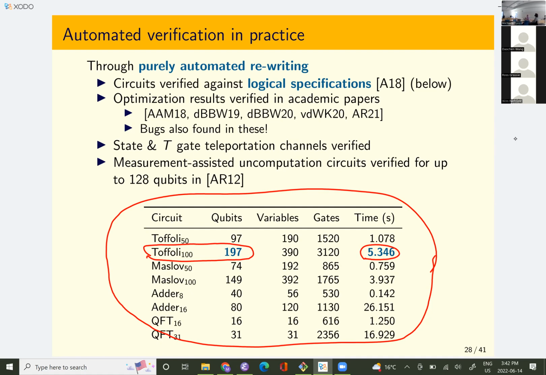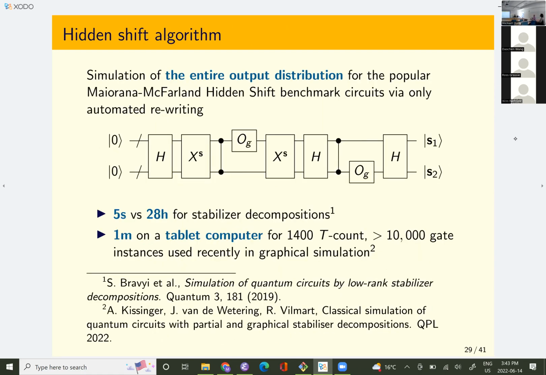Because for verifying the channels, you have to double the size of the system. So it's actually quite effective. But this is my favorite example that I always like talking about. I think Alex Kissinger talked about exactly this circuit this morning. Yes, he did.